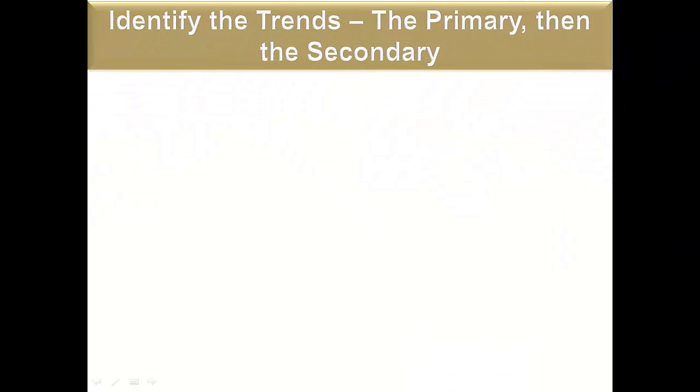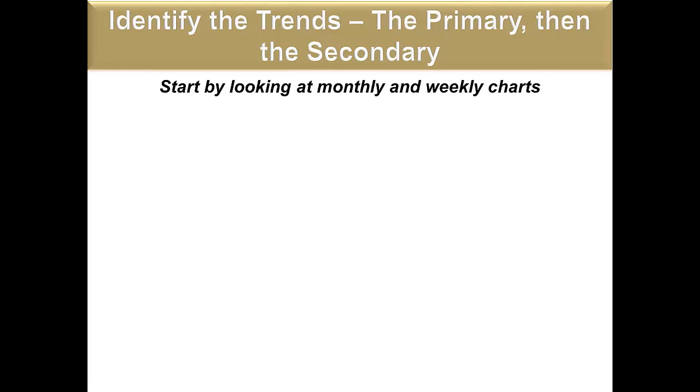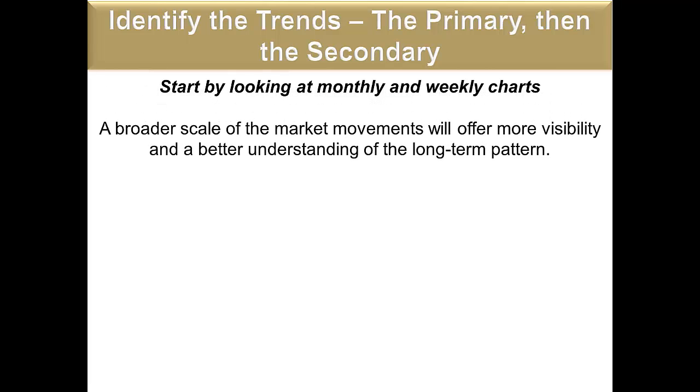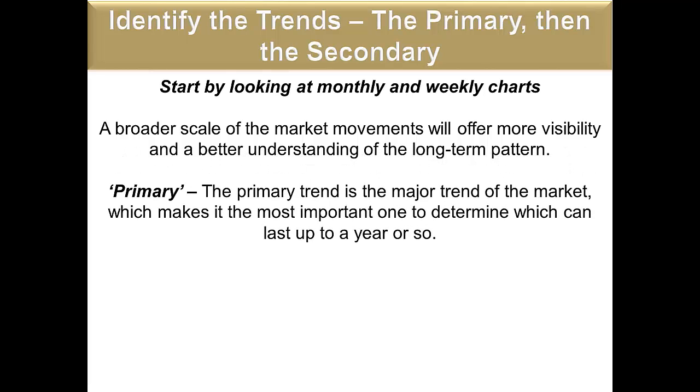Identify the trends, the primary, then the secondary. Start by looking at monthly and weekly charts. A broader scale of the market movements will offer more visibility and a better understanding of the long-term pattern. Primary. The primary trend is the major trend of the market, which makes it the most important one to determine, which can last up to a year or so.